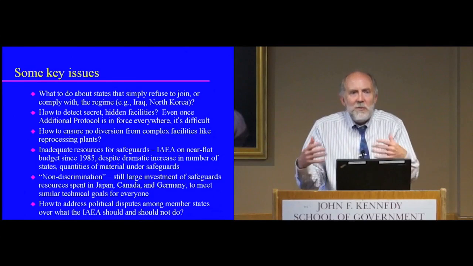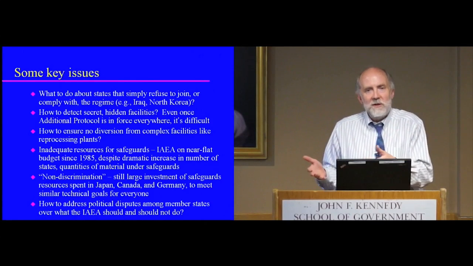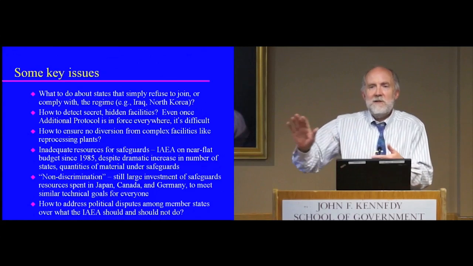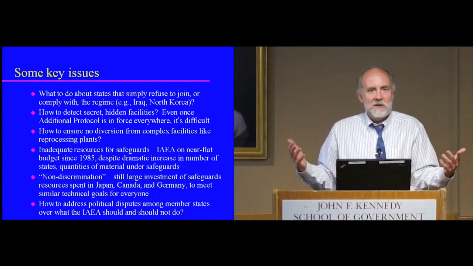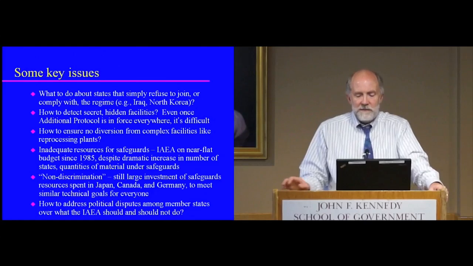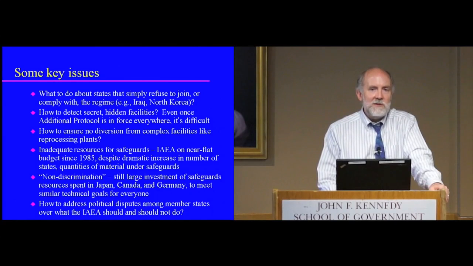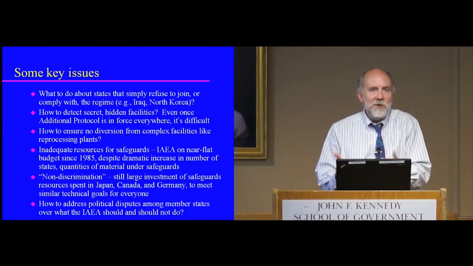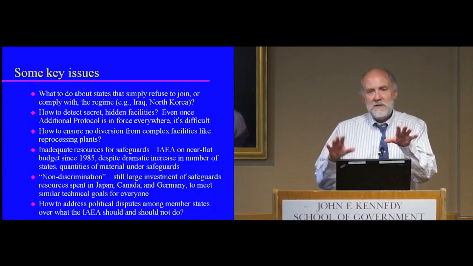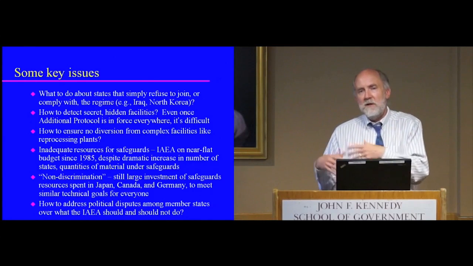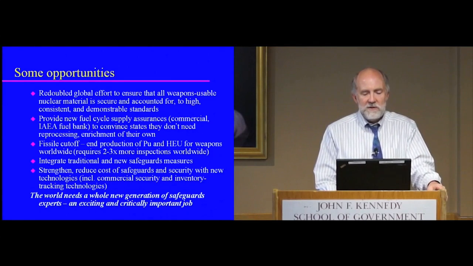But there's some pushback. Is that just a mechanism for being discriminatory and saying we're going to just inspect in countries that we think are suspicious, and then who gets to decide what country is suspicious, and so on. And how to address the political disputes among member states. It's a very political situation in the Board of Governors, often between nuclear weapon states and non-nuclear weapon states, between developing countries and developed countries, between different groupings and different regions.